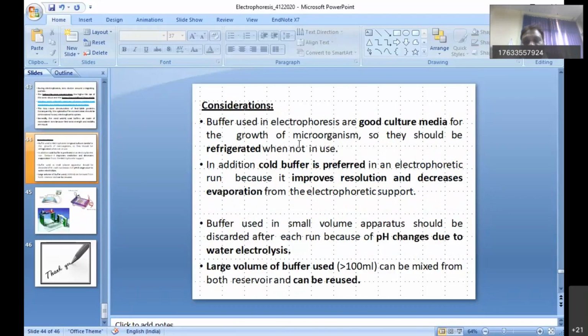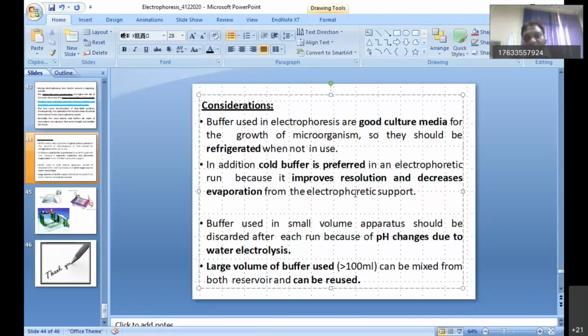Another important thing about the buffer: the electrophoresis buffer which you use is a good source for the growth of microorganisms. So you have to store it in the refrigerator. To avoid heating, you have to keep it in a cool place. Before using, you have to cool it and then use it. That will minimize the problems of the experiments.